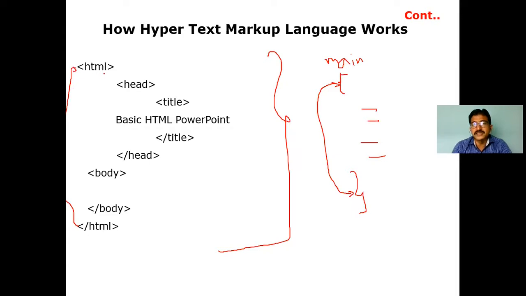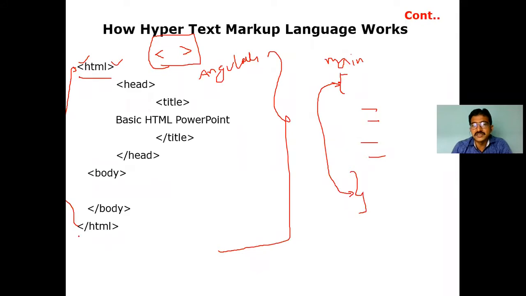Now, how is the tag defined? With angular brackets, the less than and greater than symbols. The combination of less than and greater than symbol is called angular brackets, A-N-G-U-L-A-R. So these angular brackets, less than and greater than, we are representing. So this is called the beginning tag or beginning element.